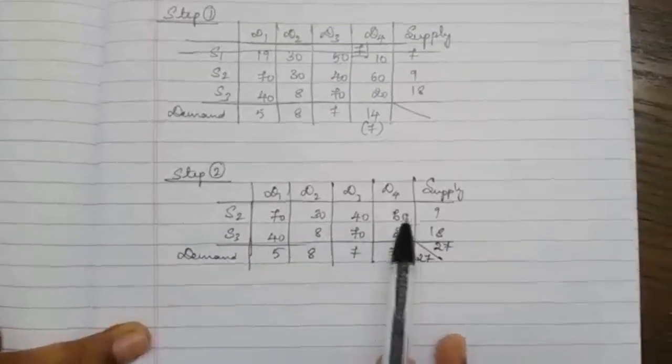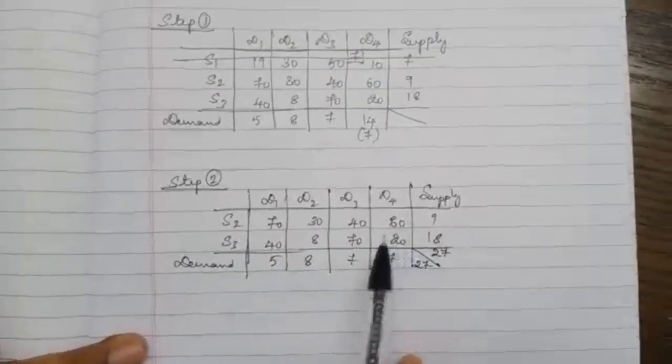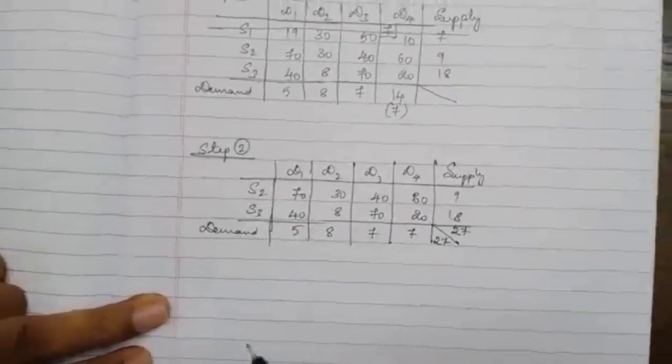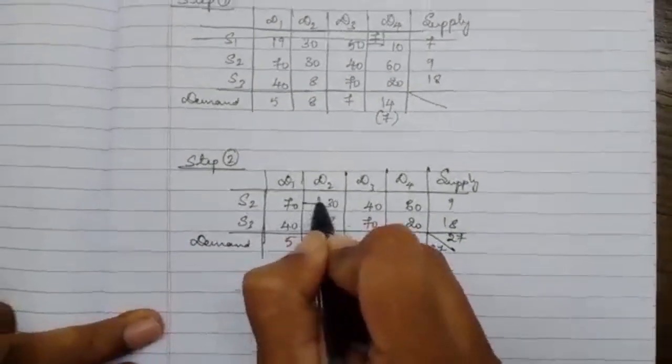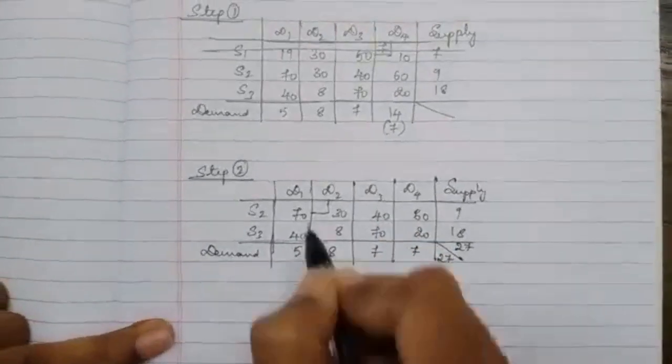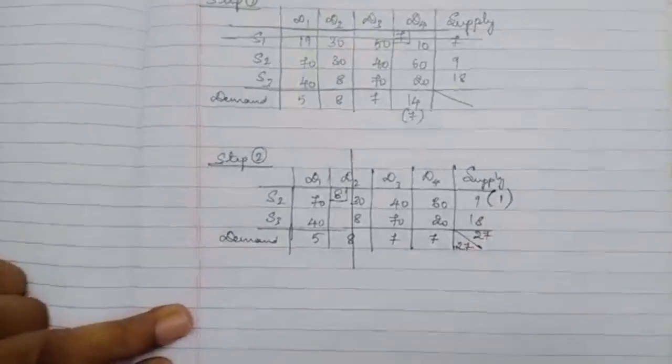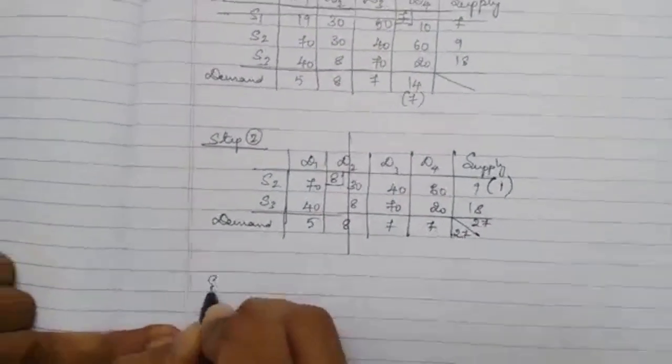In the second row, now this happens to be the first row. So out of these elements, you have to allot for the cell which has the least cost. So this cell has the least cost, 30. So 8 is less. This is done. We are left with one more item in S2.